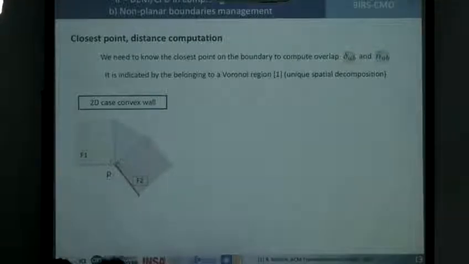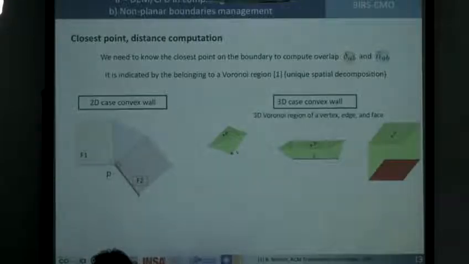So basically, we are unveiling the basic concept of Voronoi regions, which have been talked about here. Here you can see the Voronoi region of the face F1 in green, of the face F2 in blue, and the Voronoi region of the point P in red. That concept can be extended to 3D. Here you can see an example of a Voronoi region of a vertex, of an edge, and of a face. So now the question has become: in which Voronoi region can my particle be located?